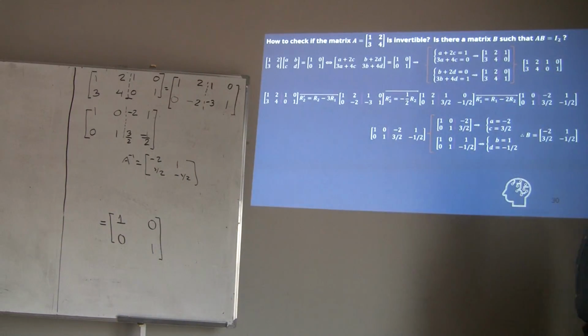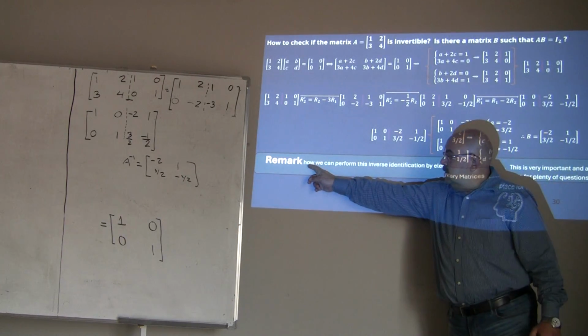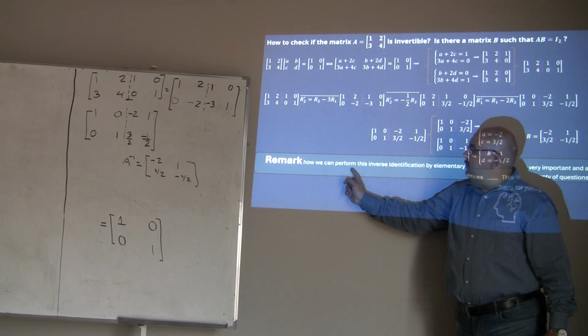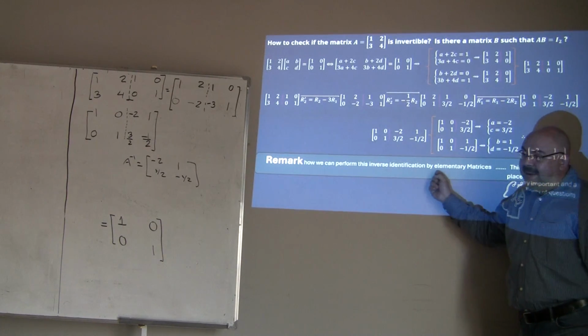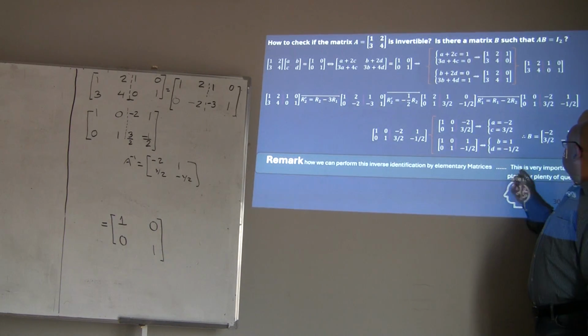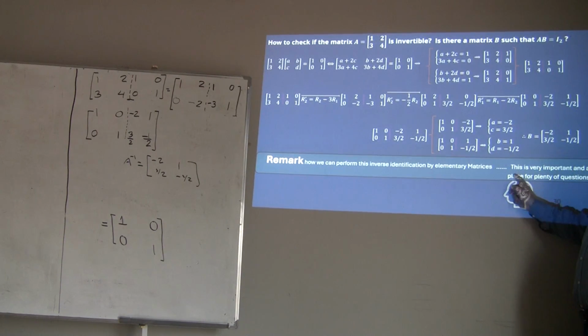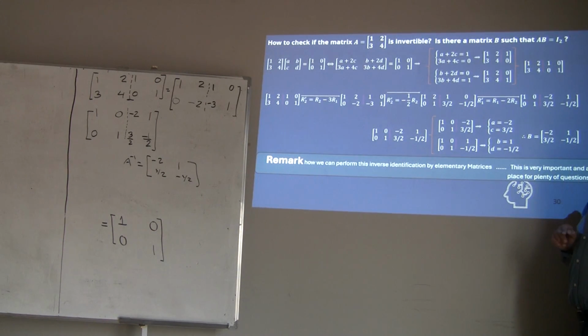بص الكل خليه معايا. انا لقيت حاجه مهمه جدا. remark how we can perform this inverse identification by elementary matrices. اقول لك هنتكلم عن elementary matrices دي دلوقتي. حاجه كده غريبه جدا. This is very important and a place for plenty of questions. ان انت تشوف دلوقتي ده مكان مهم جدا للاسئله كتير.